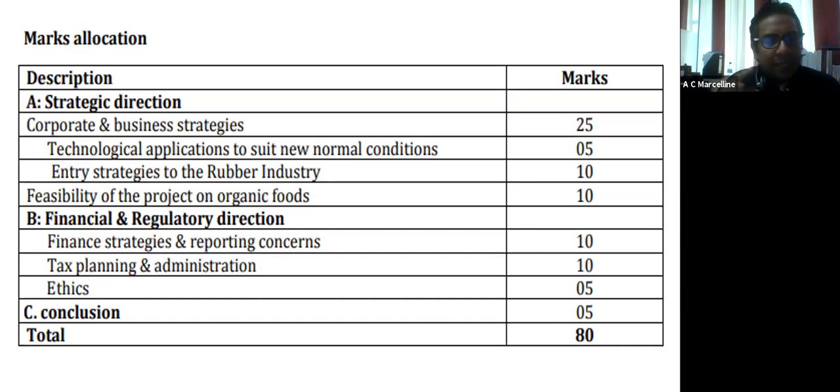Okay. The next one, entry strategies to the rubber industry. Wow, I'm already in the rubber industry. What is this new thing that they're talking about? Okay, they must be talking about something with a new product, or a new market, or a new diversification. Entry strategy.